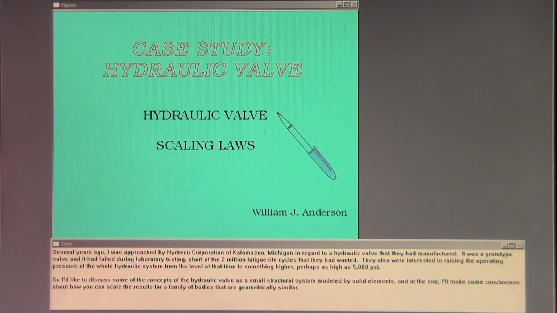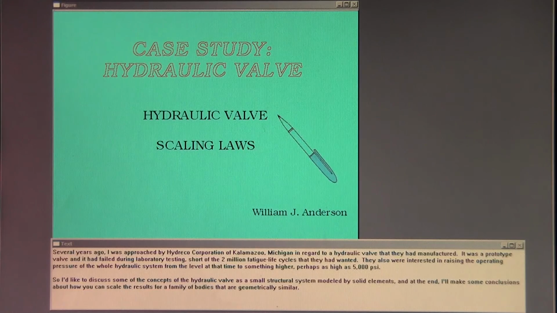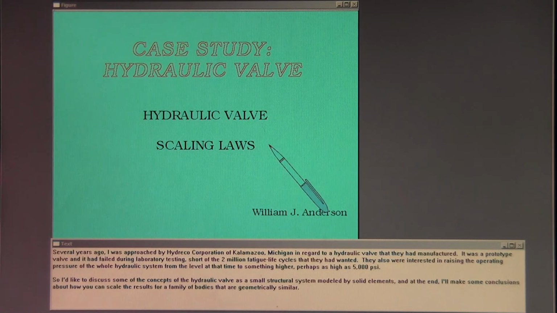So I'd like to discuss some of the concepts of the hydraulic valve as a small structural system modeled by solid elements, and at the end I'll make some conclusions about how you can scale the results for a family of bodies that are geometrically similar.